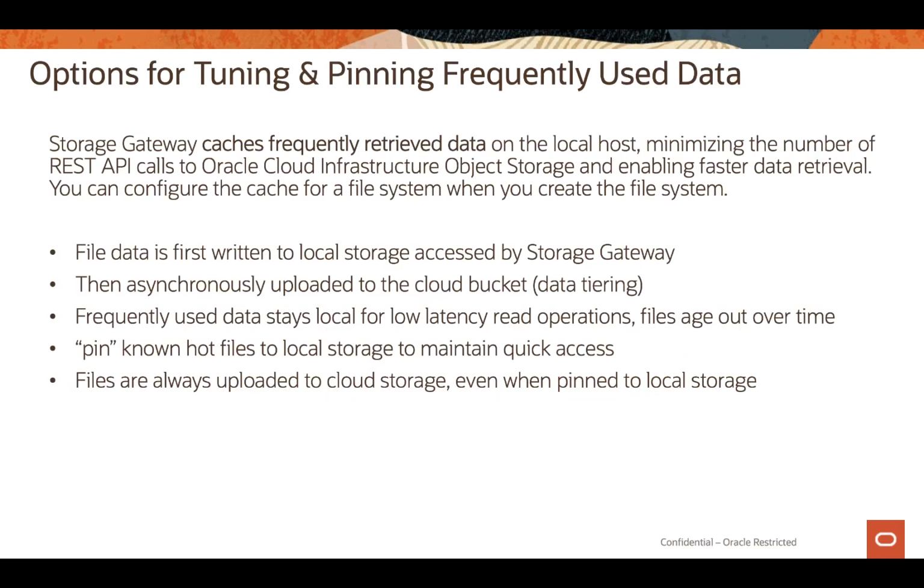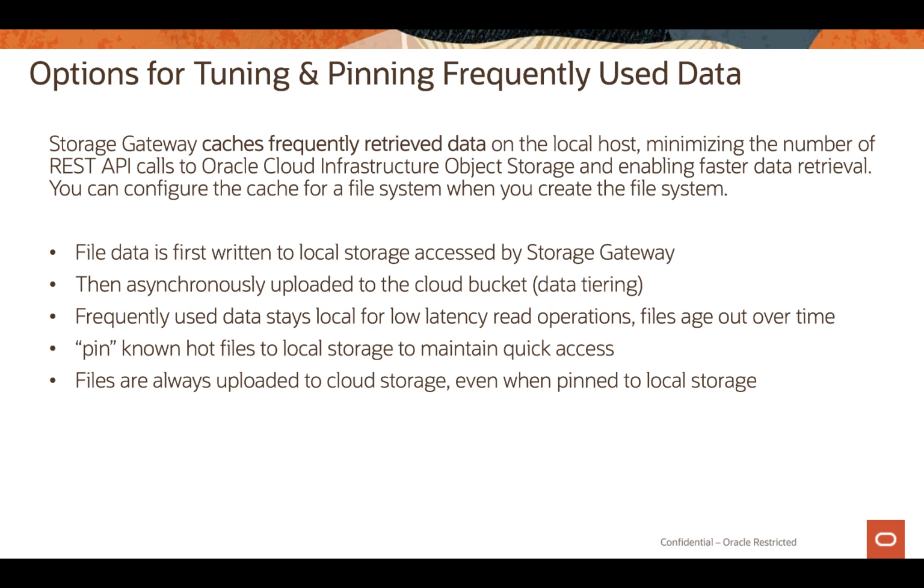So here are some of the options for tuning and pinning for frequently used data. As you know, Storage Gateway will synchronize the data from the Storage Gateway appliance all the way to OCI object storage. So if your application or user is accessing files, some of the files get retrieved from the OCI object storage to the Storage Gateway. If a file is frequently retrieved data, Storage Gateway will recognize that and cache that file locally. That way you don't have to always request the data from the object storage to be placed in the Storage Gateway to give your application access. So that's going to be cached locally inside of the Storage Gateway.